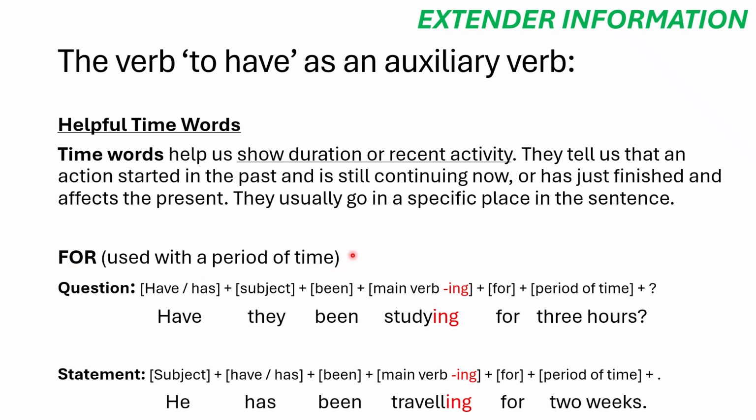For is used with a period of time. It is used to show duration. In a question, have or has plus subject plus been plus main verb plus for plus period of time. Have they been studying for 3 hours? In a statement, subject plus have or has plus been plus main verb plus for plus period of time. He has been travelling for 2 weeks.